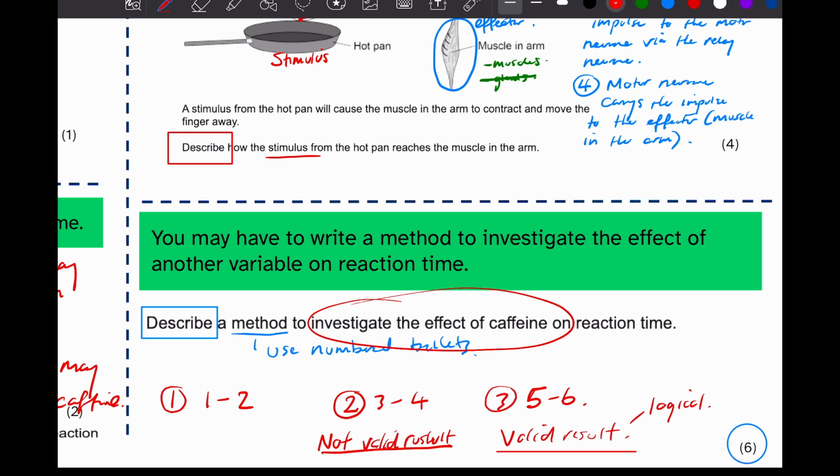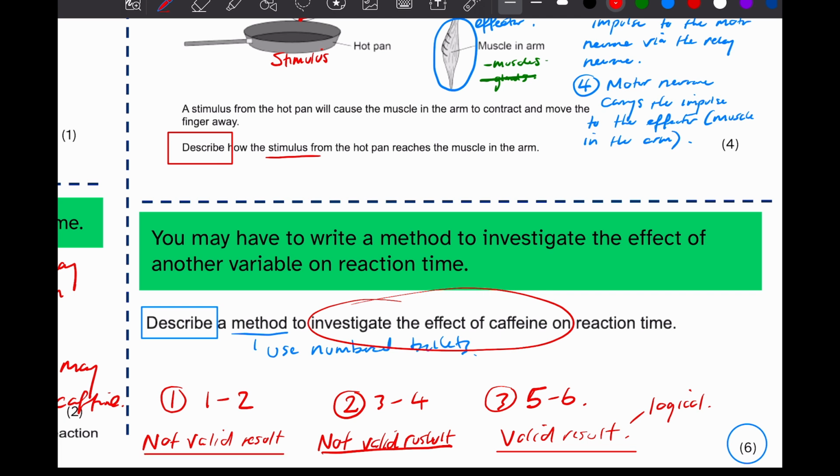For 1 to 2 marks, that's where we've mentioned some things. So the examiner will give you some credit if you've mentioned a couple of things, like you've said that you're going to measure the distance on the ruler. But again, you wouldn't actually have come out with a valid result. So that's where, as I say, you've just mentioned a couple of things. You're hitting a few marking points.